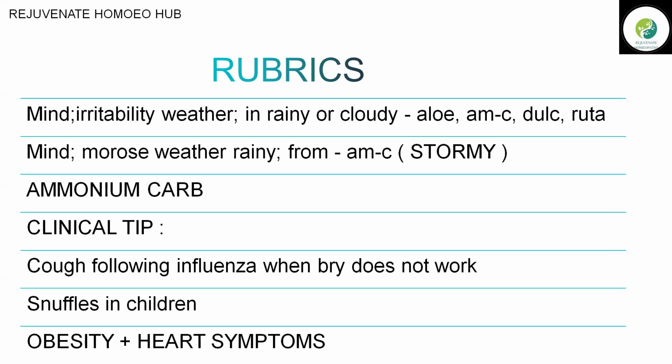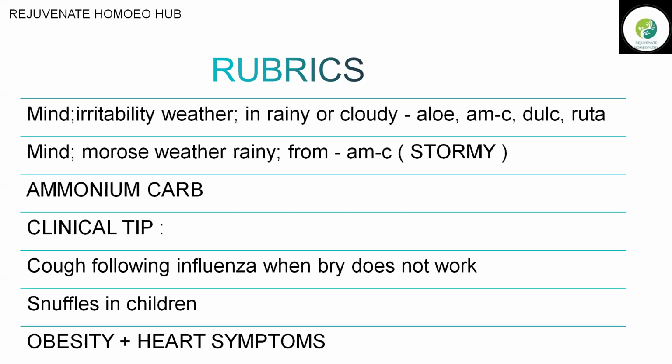I am getting so much irritability because my clothes are not at all dry. Whenever I go out, I come back with wet clothes. I am very irritable due to this weather. I don't like this weather at all. I feel very much irritability. This is the rubric, and in that, the remedies are Aloes, Ammonium carb, Dulcamara, and Ruta.